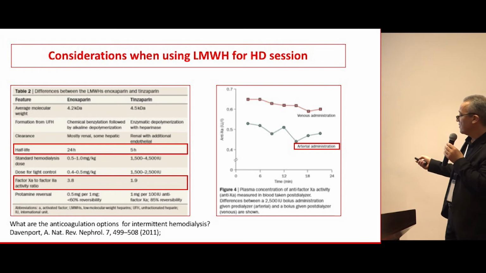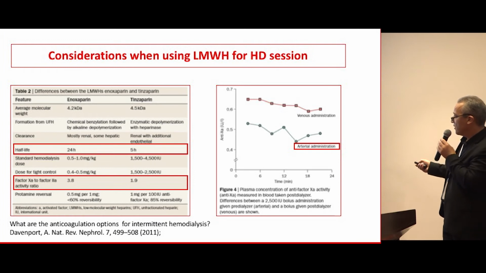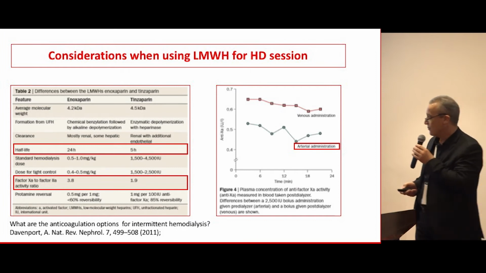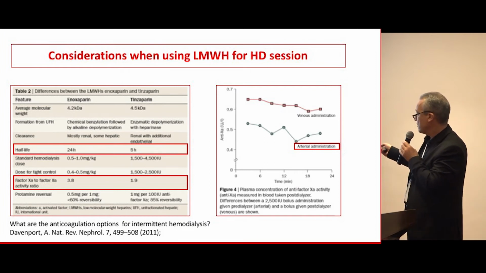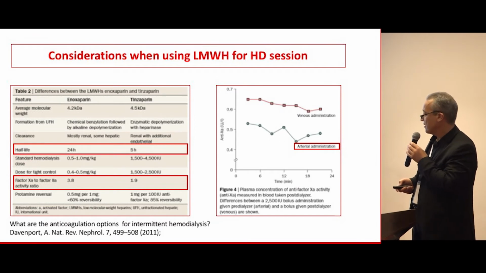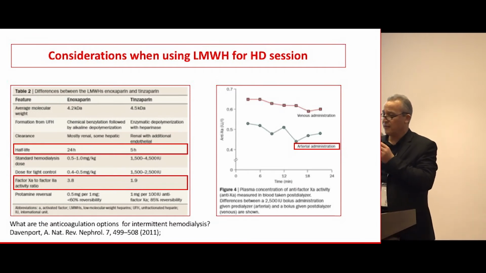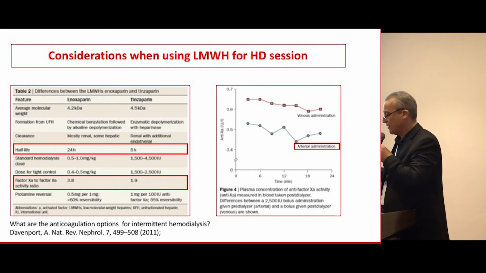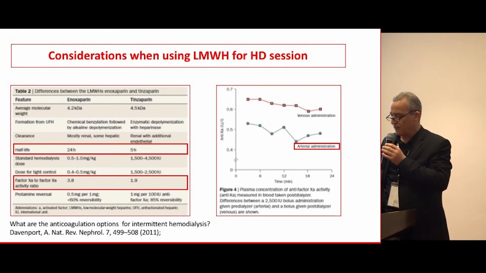The second one is the venous administration versus the arterial administration, and we have to look especially at arterial administration, since if we do it in the venous line, we have an increase in anti-10A activity. So we usually have to use it at the same injection site, which is the artery.